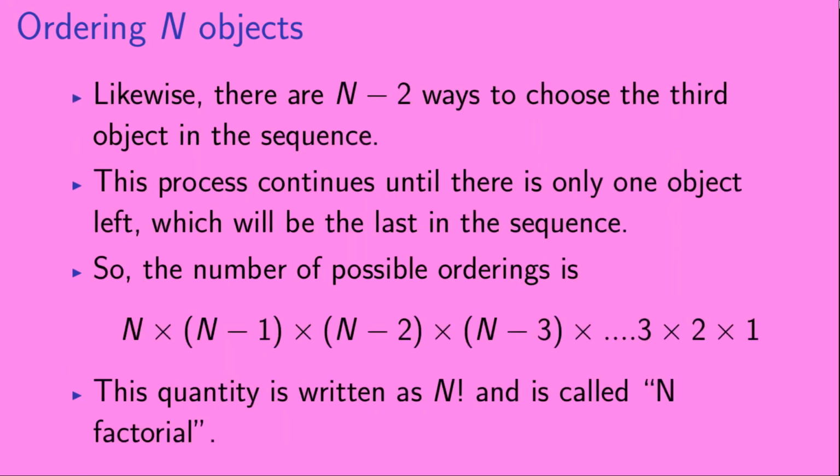Likewise, there are n-2 ways to choose the third object in the sequence, and this process continues until there is only one object left, which will be the last in the sequence. So the number of possible orderings is n times n-1 times n-2, and so on down to 3 times 2 times 1. This quantity is written as n exclamation point and is called n factorial.